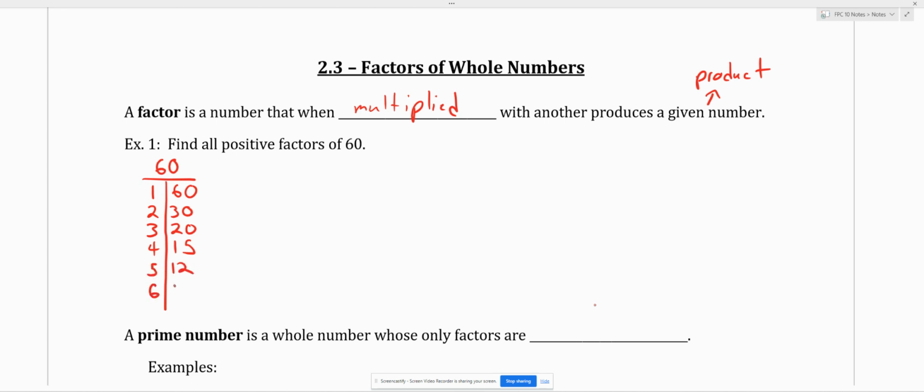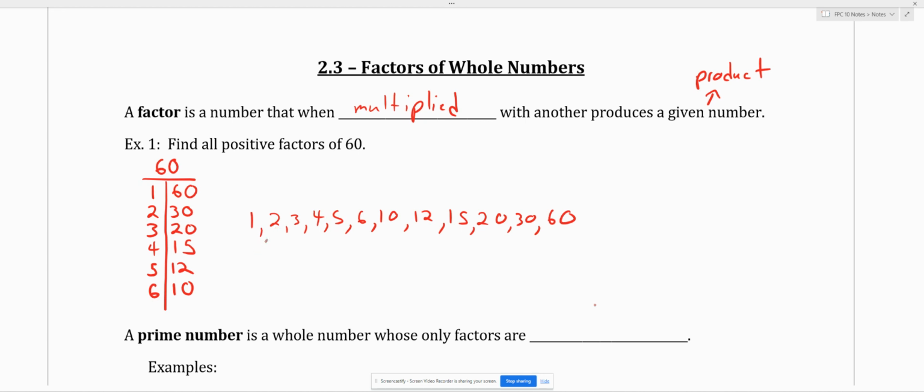and 6 times 10. We notice now that these numbers are going down and these numbers are going up. If I try 7, 7 doesn't divide into 60 evenly, 8 doesn't, 9 doesn't, and so I'm up to 10, so I know I found all my factors from 1 all the way up to 60. So what are the positive factors of 60? I would just list these from lowest to highest: 1, 2, 3, 4, 5, 6, 10, 12, 15, 20, 30, and 60.